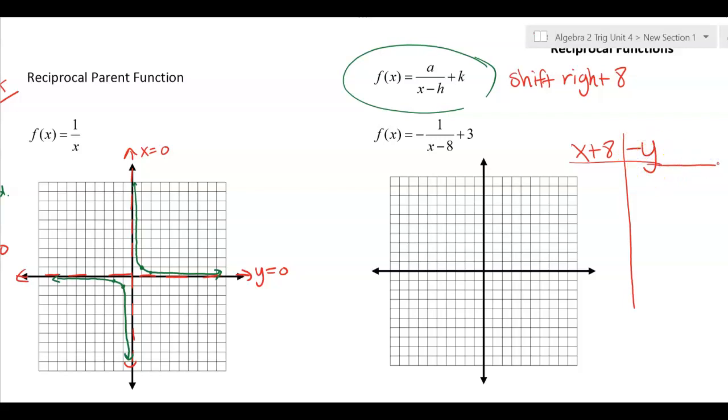So there's a reflection, and remember when we change the sign of the y values and flip the y coordinate, we actually reflect over the x-axis. Okay. And then outside the function, we have this plus 3. That's our k value. So y's are also getting shifted up 3.